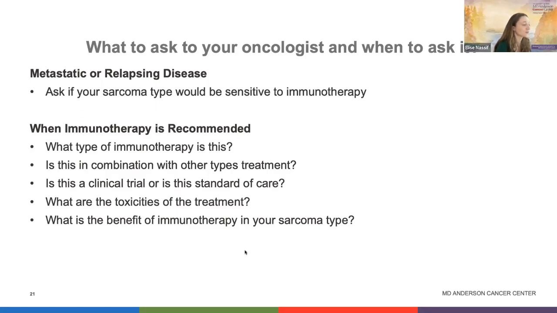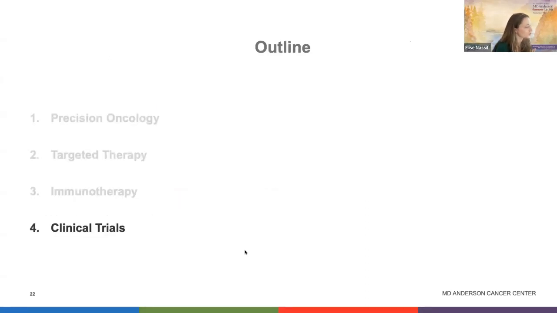As I was saying, if you have a rapidly progressive disease, the combination with chemotherapy might be helpful. Ask if this is a clinical trial or if this is standard of care. And as we said, always ask both about the toxicity and the benefit expected from the immunotherapy to your oncologist.